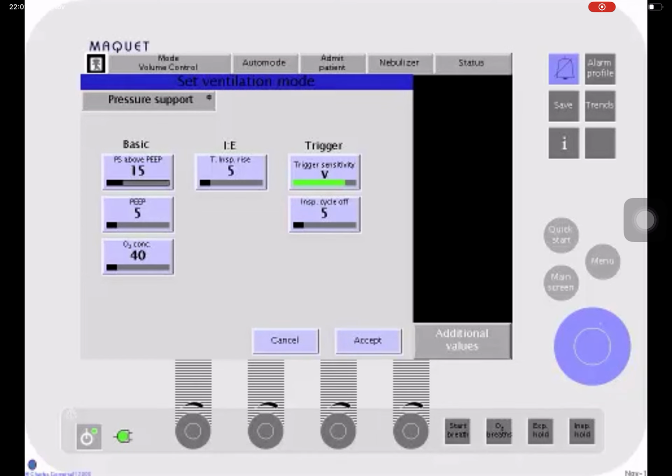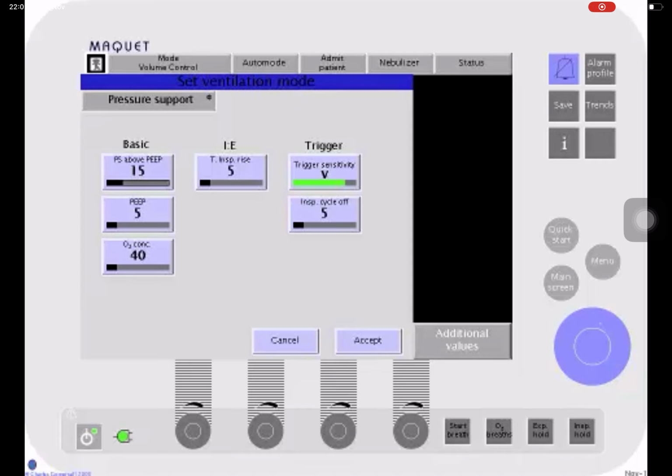The lung compliance has improved and the plateau pressure has now fallen to 20. As a result, a pressure support of 15 above PEEP of 5 should generate similar tidal volumes. Oxygenation has also improved, so the FiO2 can be further reduced. The PEEP is relatively low and can be left at 5.